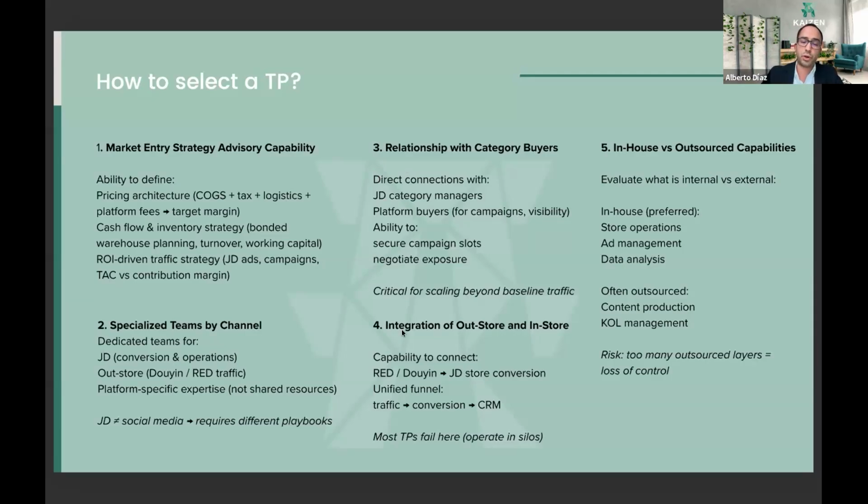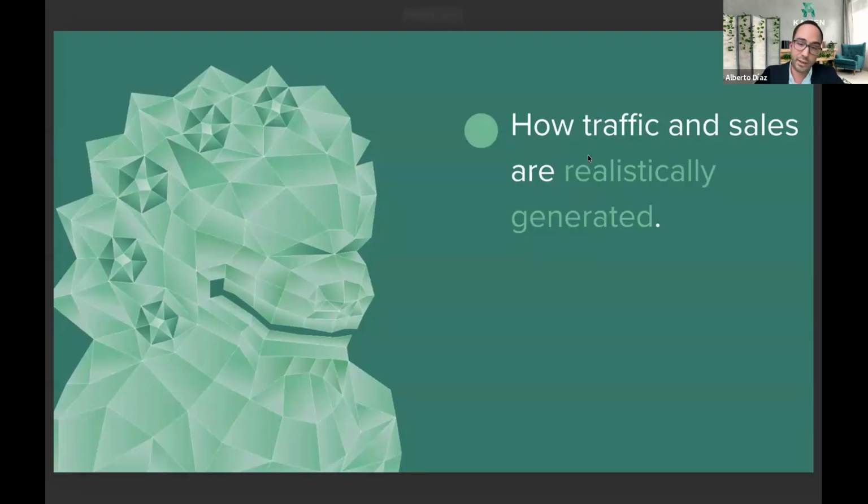Then, integration of out-store and in-store. Basically, this means they are able to bring traffic from outside the store, because they also have marketing teams or are able to do social media in China. And last but not least, they have in-house teams. Many TPs outsource most of the services that they sell, but they don't do them in-house. Of course, the ideal is that all of these teams are connected, working in the same ecosystem, with no communication barriers between different teams, and coordinating the market entry across all channels.